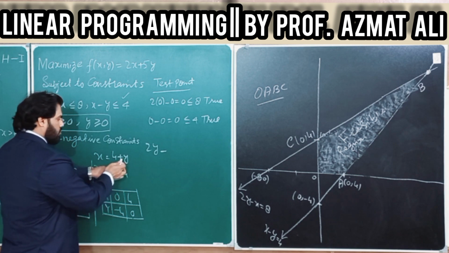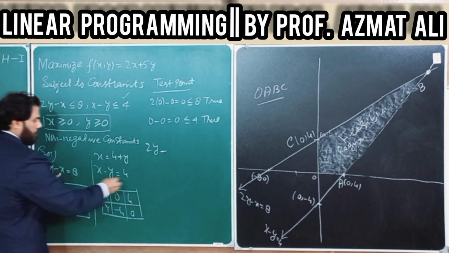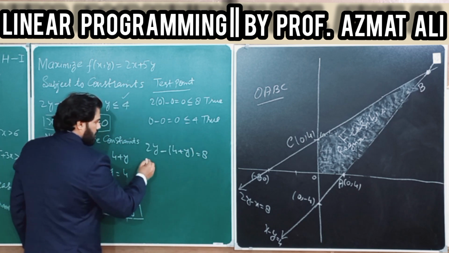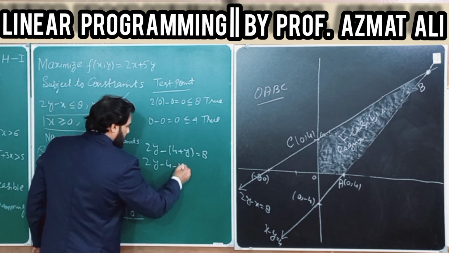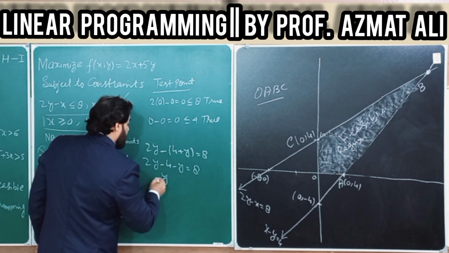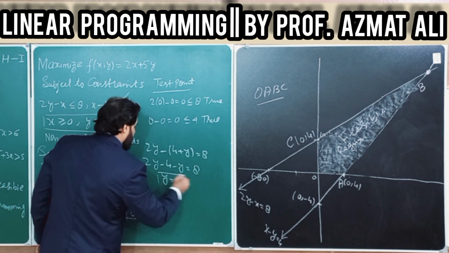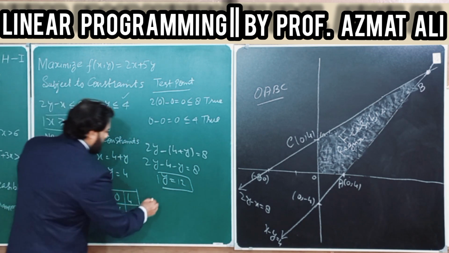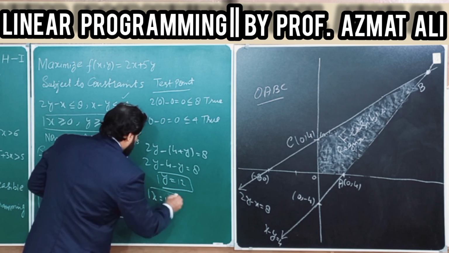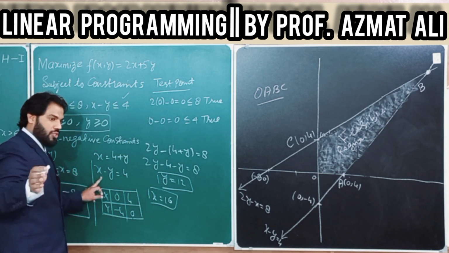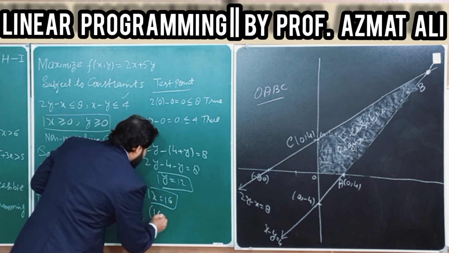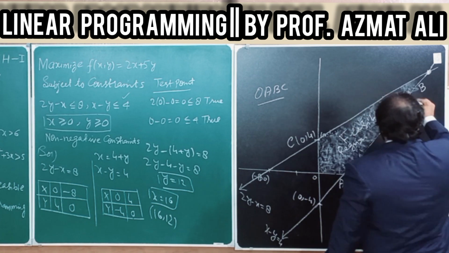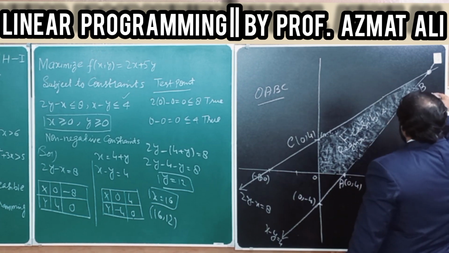By putting this value x equal to 4 plus y in the other equation, we get 2 times (4 plus y) minus y equal to 8. This will become 2y minus 4 minus y equal to 8, so y is equal to 12. By substituting y equal to 12 in this equation, we get x equal to 16. So the point of intersection of both associated equations is x equal to 16 and y equal to 12. So our point B is (16, 12).